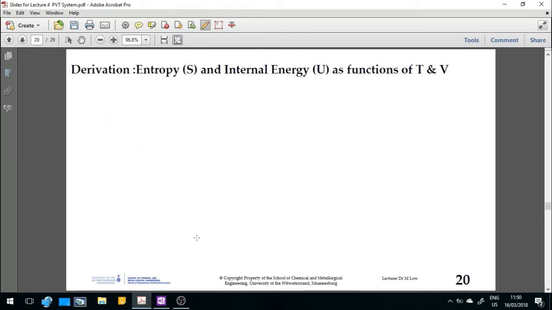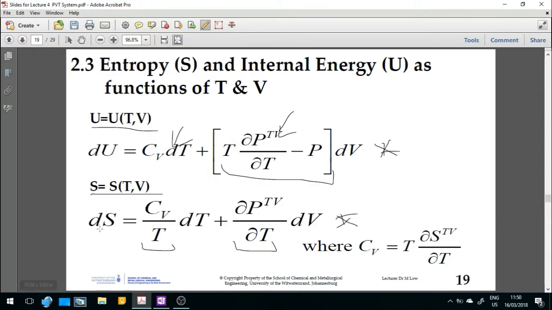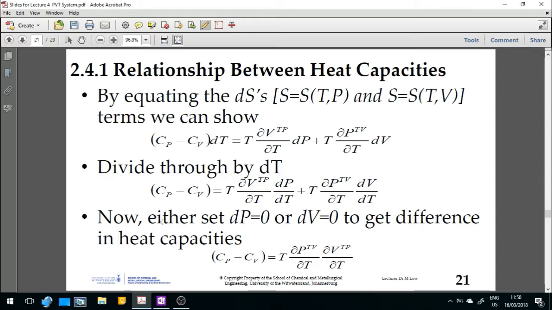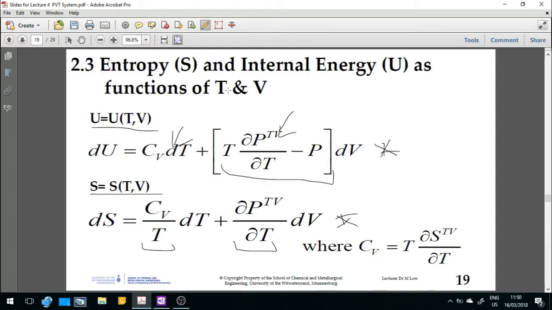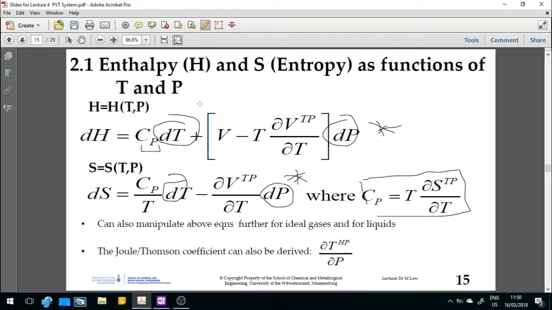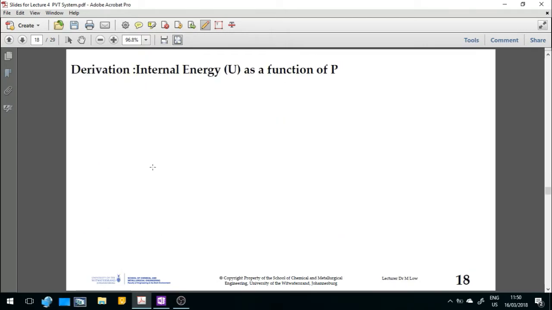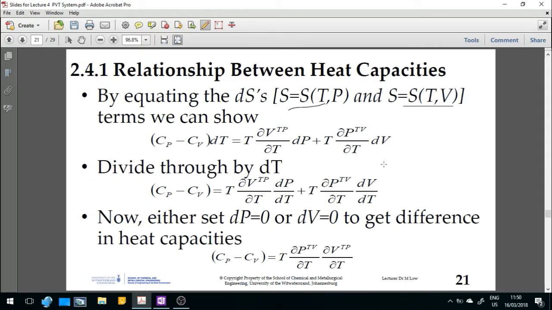So basically, you can find an equation for dS. And then what you notice from the equation for dS, when S equals a function of T and P, and S equals a function of T and V, because we evaluated for T and V over here, and earlier you evaluated for T and P, you can actually equate the equations and get the difference in heat capacities.